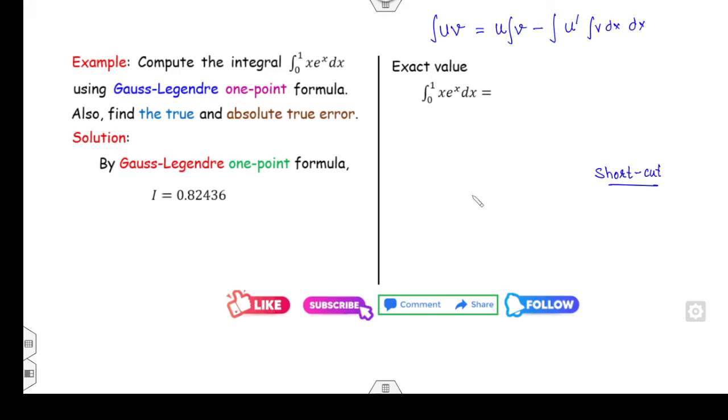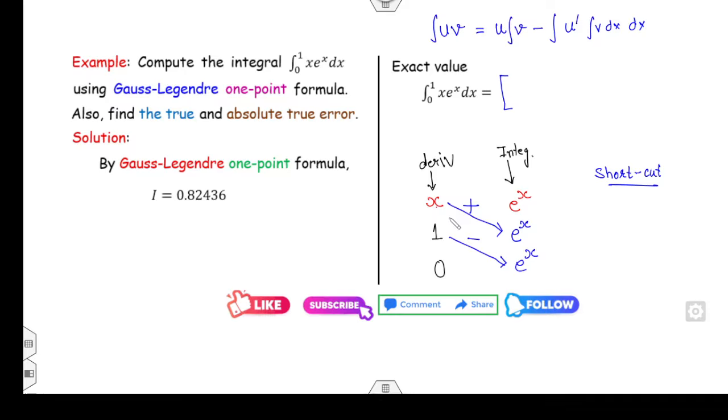Otherwise, what rule did I tell you? Break it into two parts. Fine. Whenever there is a polynomial, try to find the derivative of the polynomial until it becomes 0. First derivative is 1, second is 0. And this side you can use as the integration. What is the integration? E raised to power x is e raised to power x, e raised to power x. Then you can cross multiply them, fine, with the sign plus, minus and so on.